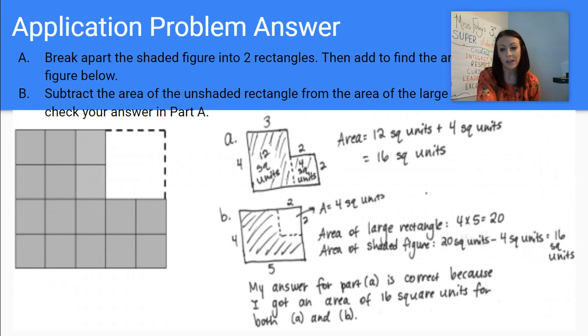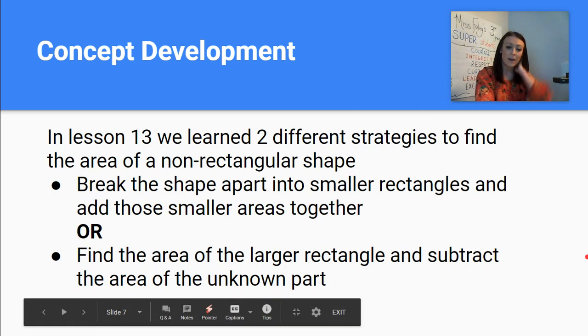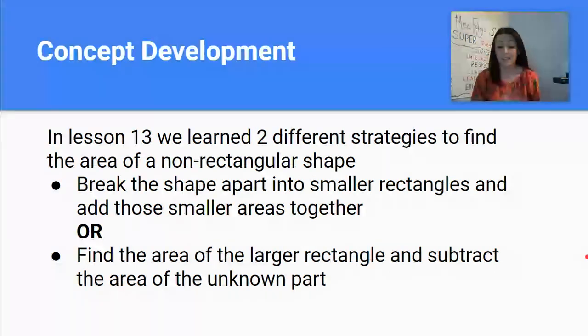Okay, so like we just talked about on this slide when we were doing our application problem, is that in our last lesson, lesson 13, when Miss Quinn taught you that one last week, we learned that there are 2 different strategies to find the area of those non-rectangular shapes. So those shapes like what we just saw, that was like an L shape, something that's not a perfect rectangle. There are 2 different ways.